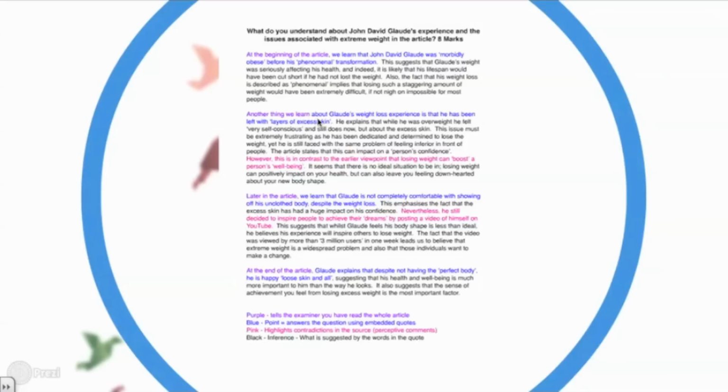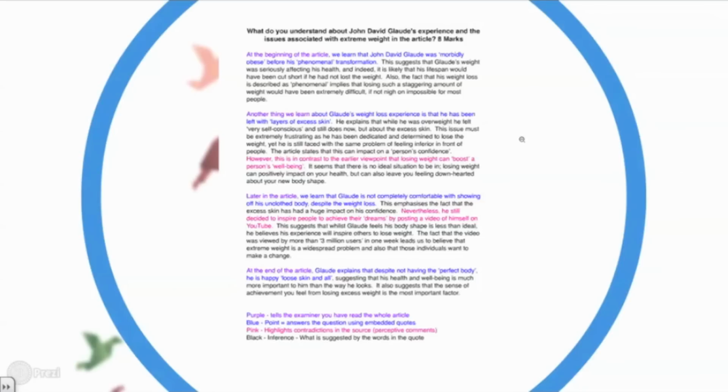And then we say another thing we learn about Claude's weight loss experience is that he has been left with layers of excess skin. So again, that's our point. It's answering the question. And again, we are embedding our quote. We're using the words in the quote to form part of the sentence, again showing greater sophistication. Then we've got our inference here.